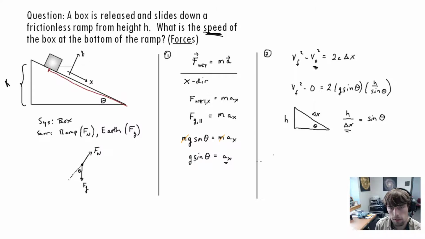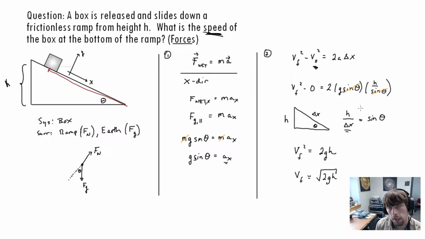Just using this equation, I see that this cancels that. In other words, the angle of the ramp doesn't matter. So I get a final speed squared equals 2gh, and of course, square rooting that, I get v final is equal to the square root of 2gh.